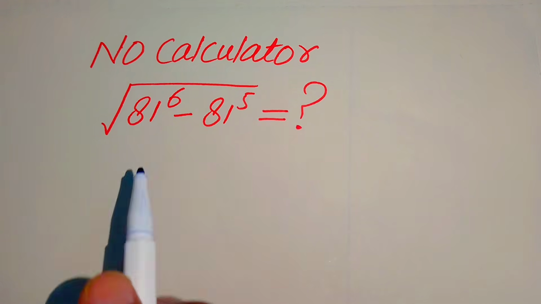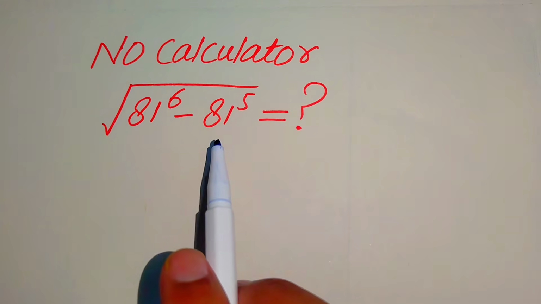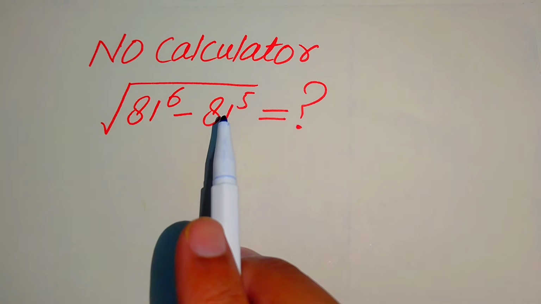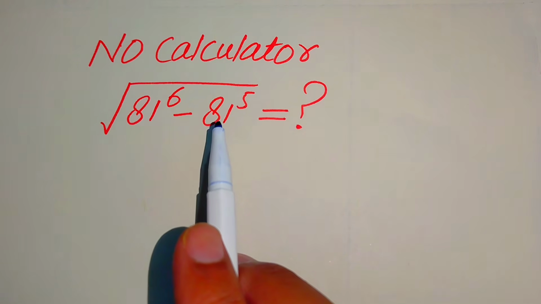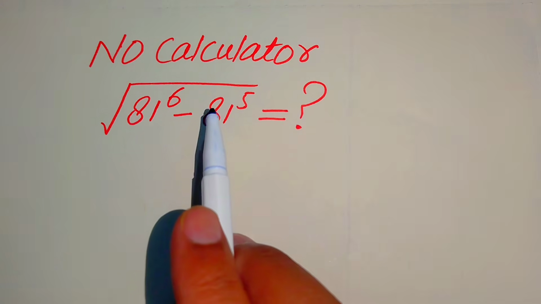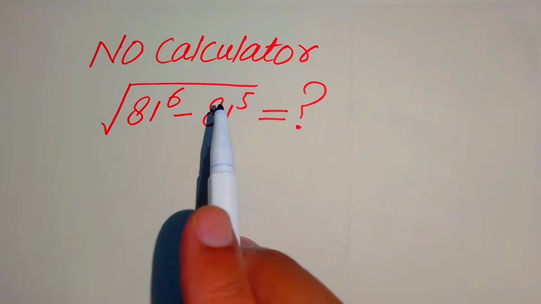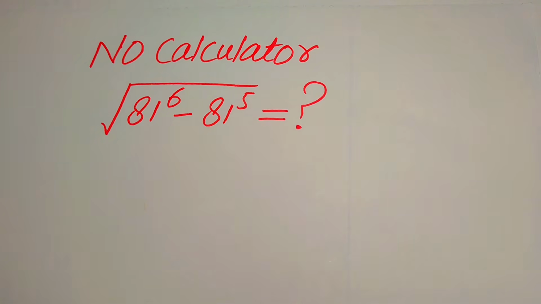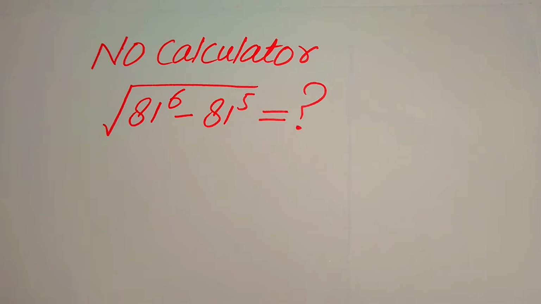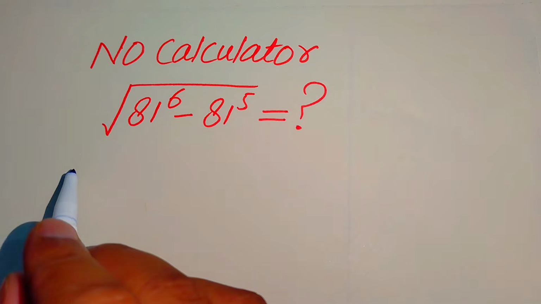So here we have the square root of 81 to the power of 6 minus 81 to the power of 5. We write this expression in simplified form, but a calculator is not allowed in this problem. This means that we need to show all of the working on paper, and we move toward the solution of this problem.